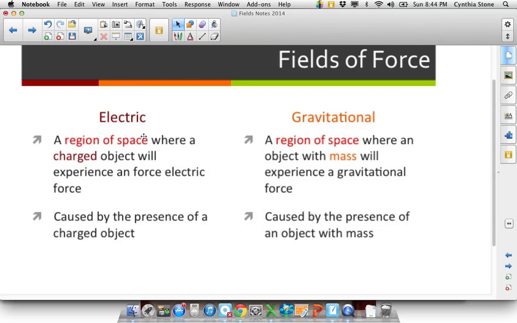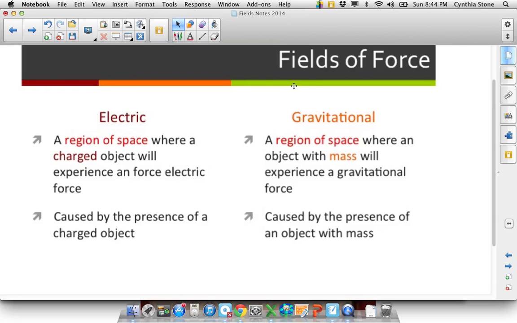So the sun is sitting in the middle of our solar system, and someone plops down a new planet. Well, that planet is going to be attracted to the sun, right? Because the sun creates a huge gravitational force field, or the Earth does as well, or any object with mass does. And so that's all a field is, right?